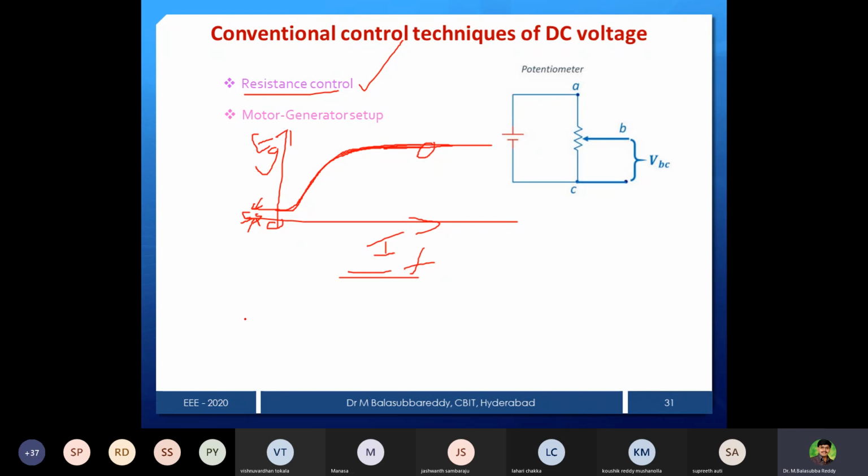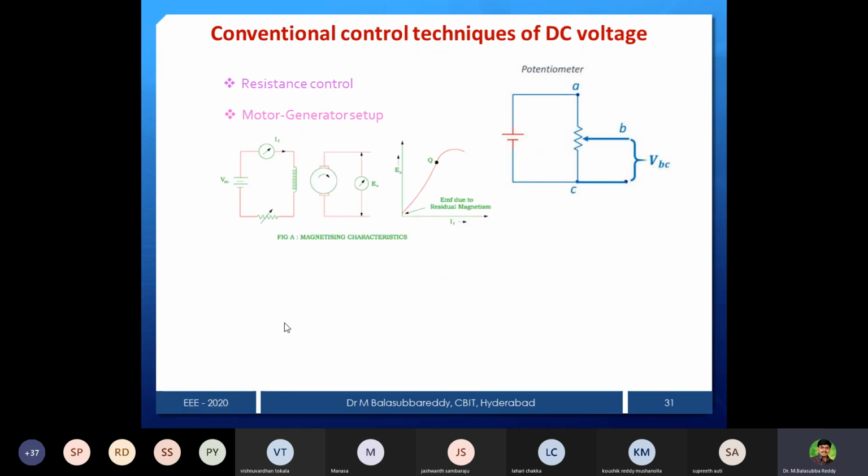This is also a variable mechanism. By changing the excitation of a generator, you will get a variable voltage. But what is the drawback? I need a motor as well as the generator setup. And you cannot get beyond the rated voltage, and there are motor loss, generator loss, the cost of that setup, and the floor area requirement. So all these things make this method also not suitable to use for variable voltage.